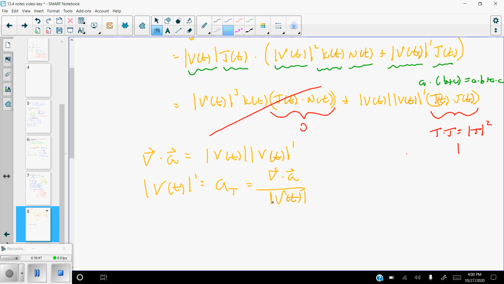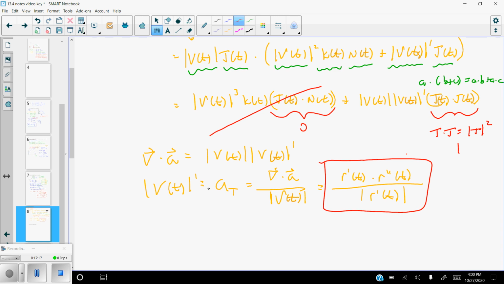Okay, and we can actually simplify that a little bit more because v is the first derivative of position, a is the second derivative of position. So really what we get on there is r prime of t dotted with r double prime of t divided by the magnitude of v of t, but remember v of t is r prime of t, so it's magnitude of r prime of t. So this right here is the formula that we're going to use for the tangential component. And what makes these nice is in both cases, all you need to find is r prime and r double prime, and then you can pretty much fit everything else into this.